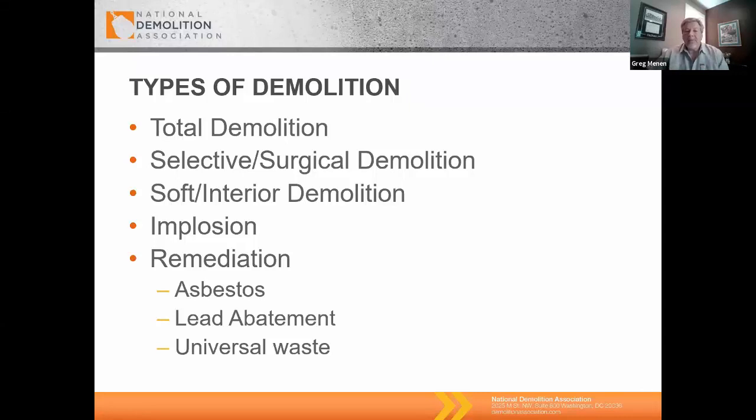So what types of demolition are there? Well, we have total demolition, we have selective or surgical demolition, soft interior type of work, we have implosion, and then we have the remediation. These are all portions that fit into the category of demolition.